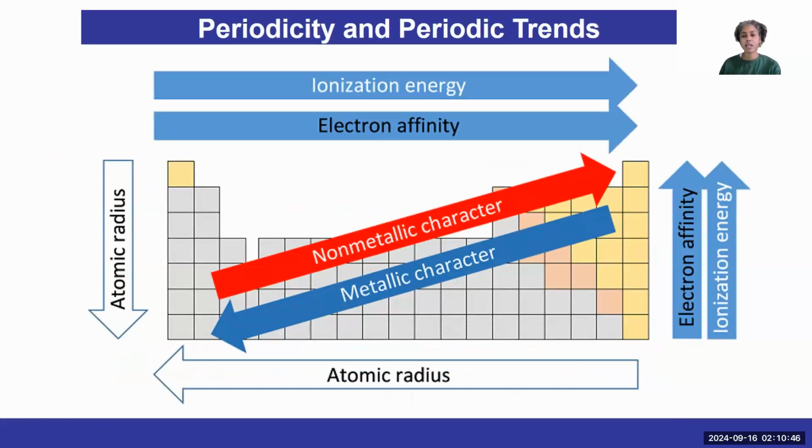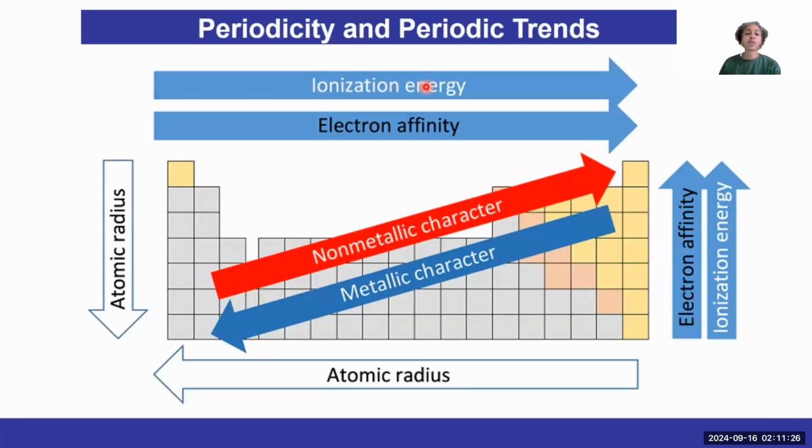So let's take a look at this. The atomic radius increases from top to bottom and from right to left. Metallic character also increases from top to bottom and from right to left. So atoms with the largest atomic radius are going to be on the bottom left, and they're going to have the most metallic character. And we know that to be true. We know that on the right side of the periodic table, we have nonmetals. So that makes sense that the atoms that have the least metallic character are going to be on the top right of the periodic table.